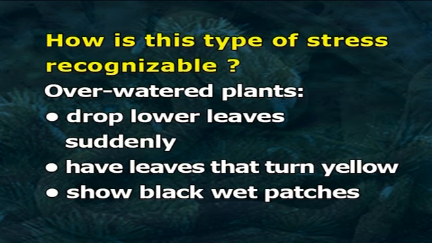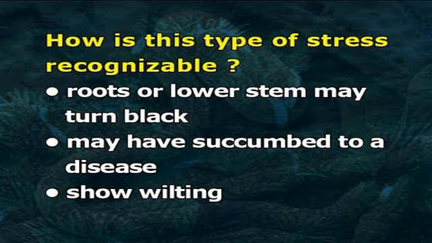Roots lose selective permeability. How is this type of stress recognizable? Usually overwatered plants drop lower leaves suddenly. They have leaves that turn yellow, they show black wet patches, roots or lower stem may turn black, they may have succumbed to a disease, and they also show wilting. The problem with this list is that many other diseases can also cause similar symptoms. Ultimately, questioning the grower and finding out what happened, for example with the irrigation system, will lead towards the cause.